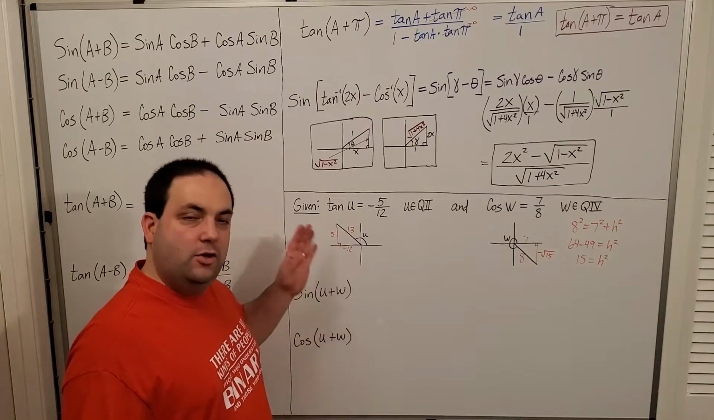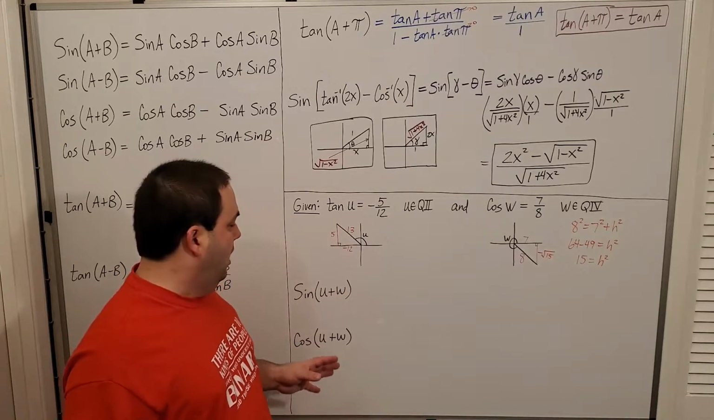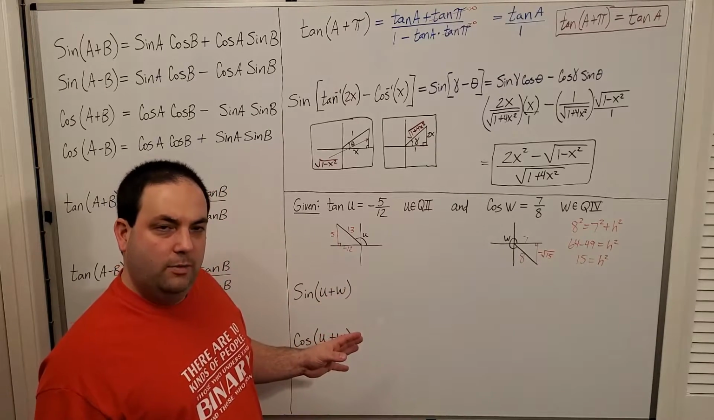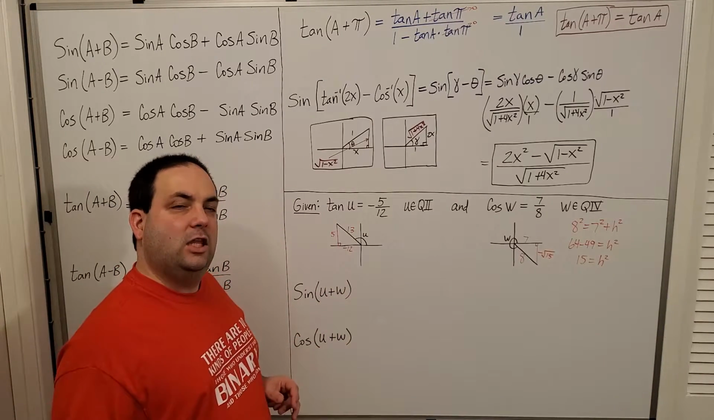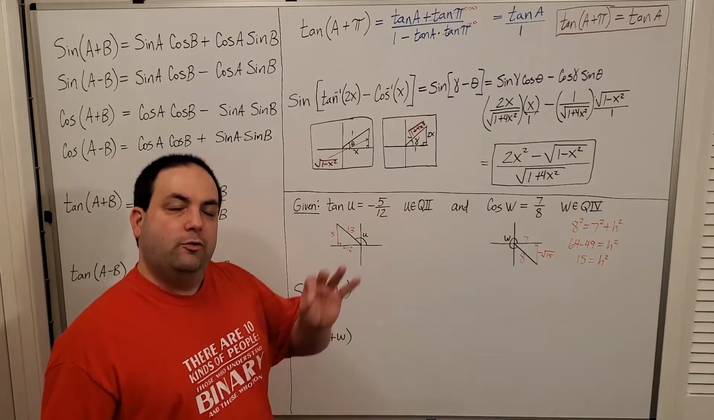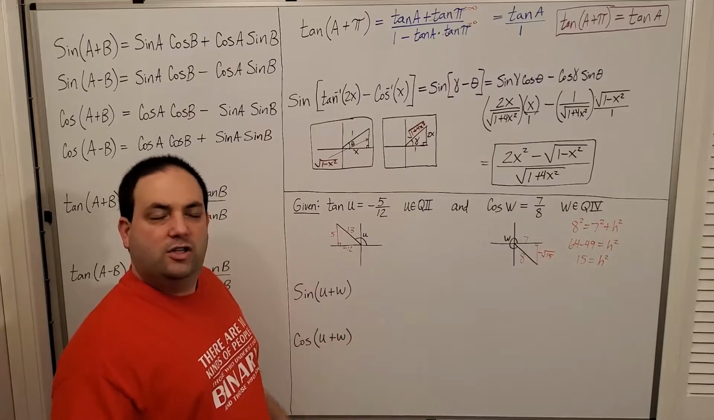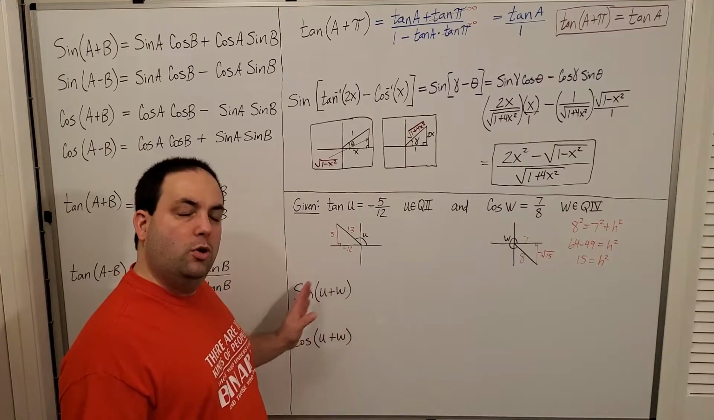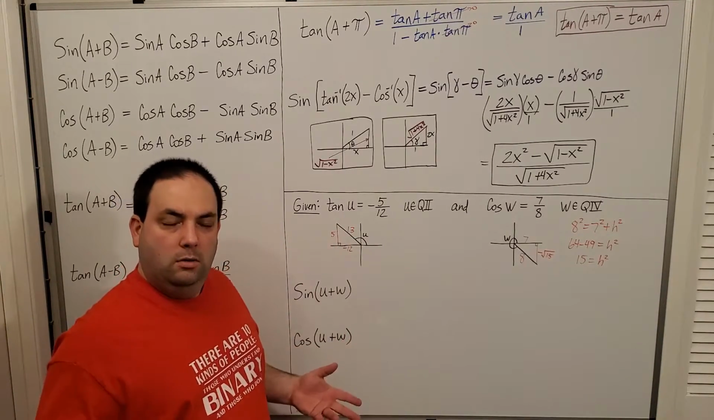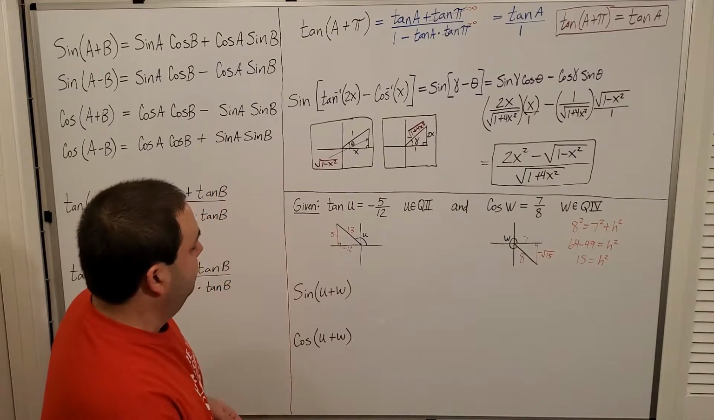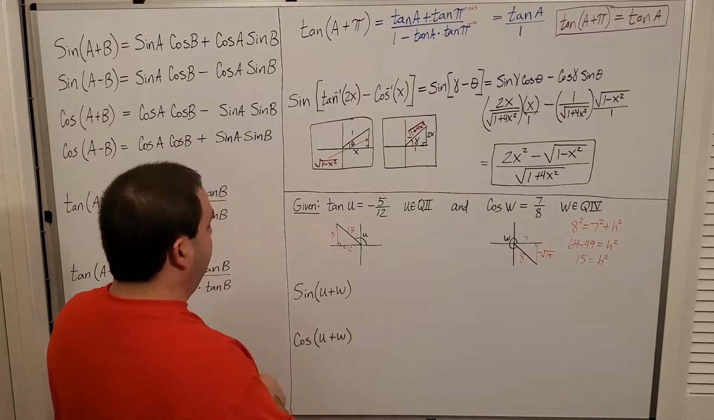I don't know what u is, I don't know what w is, I don't care. I also am not going to know what u plus w is. Okay, that's not the goal. I just want the trig ratios of u plus w. This could just as easily have been u minus w or w minus u or so on and so on. Okay? Regardless, here we go.